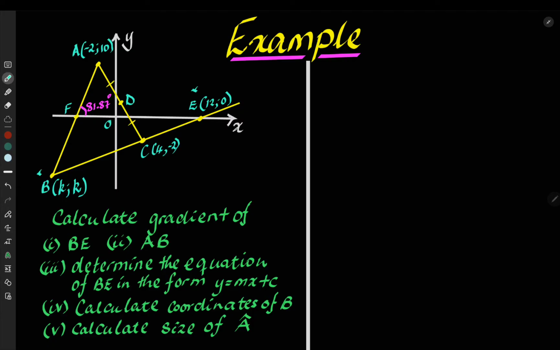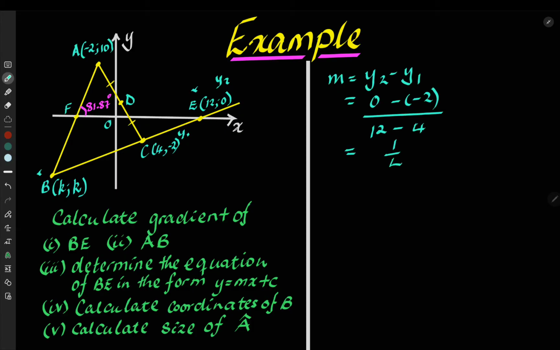You can see now we don't have the coordinates of B, but since C is part of the line BE, you can use the coordinates of C and E to calculate the gradient. So the gradient, remember, m is equal to y2 minus y1 over x2 minus x1. In this case, I'll take this as my y2 and this one as my y1. So that will be equal to 0 minus 2 divided by 12 minus 4. And this gives us a gradient of a quarter. So the gradient of BE is a quarter.